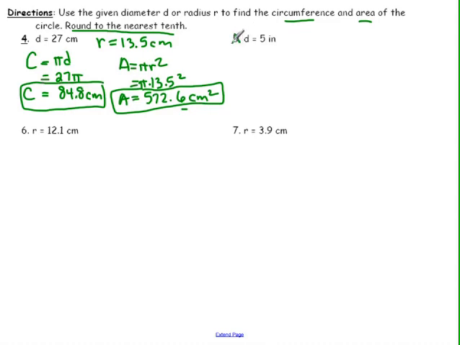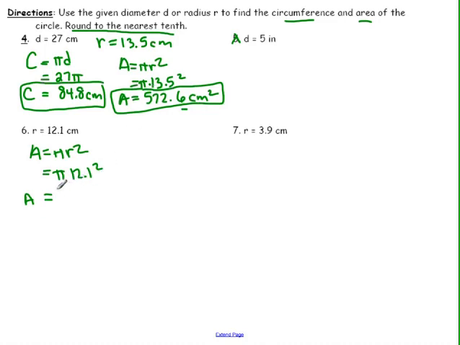Number 5 is really similar, so if you have another diameter problem, refer to number 4. Number 6 gives me a radius. If I wanted to, I can find a diameter, but let me show you how you could work if you don't want to find your diameter. Let's find the area first. Area equals pi r squared. That would be pi times 12.1 squared. I'll simply put that in my calculator just as it's written.